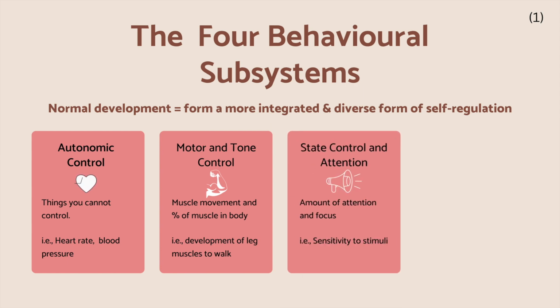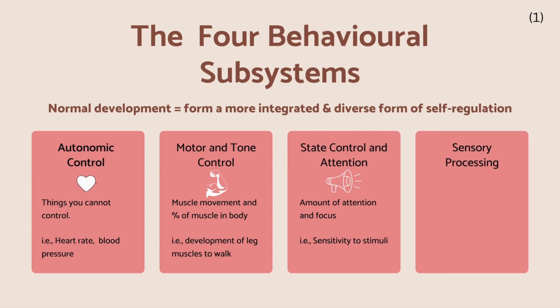The third is state control and attention. This encapsulates the development in the amount of attention and ability that you use to focus. The fourth is sensory processing. This encapsulates the way that you take in information using your senses and are able to interpret the world. Hence, development of your vision is an example.